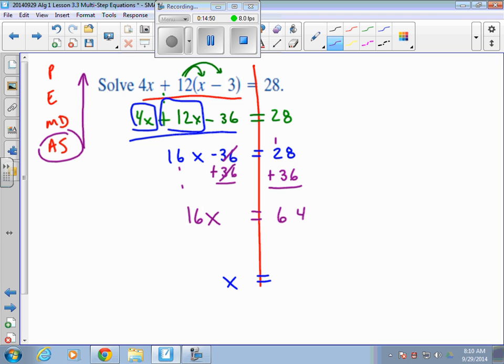So now we have 16 times x. There's no more addition and subtraction, so you go to the next step that says multiplication and division. Undo the fact that this says times 16 by dividing by 16. You divide the left, divide the right by 16, and 64 divided by 16 is going to be the number 4.